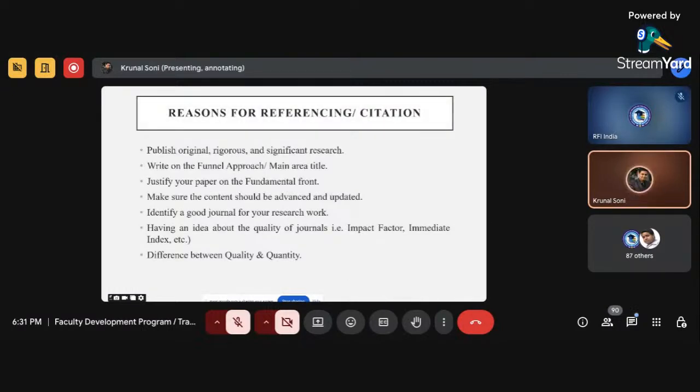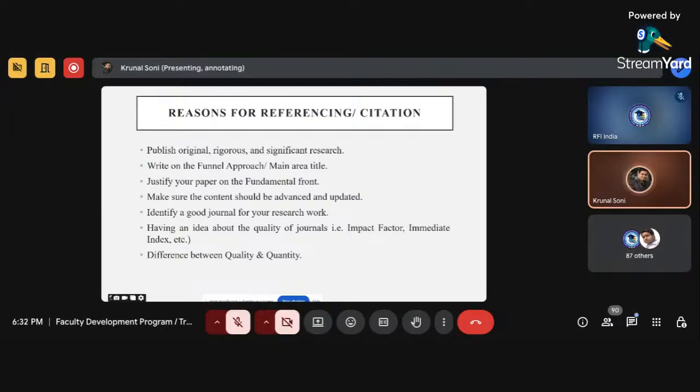Reasons for references and citations. Again, to publish your work, to prove your work to be original, rigorous, and significant, and to execute the funnel approach in terms of the EIC model. If you want to give direction to your research work in a narrowing down approach, referencing will help us know what to do and what not to do.